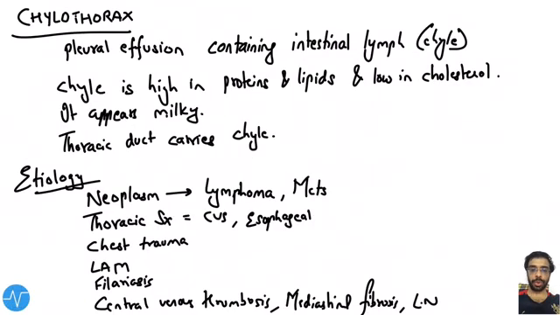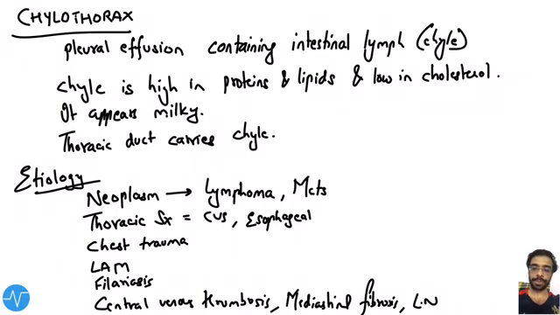What is chylothorax? Chylothorax means pleural effusion which contains chyle. Now what is chyle? It is intestinal lymph, high in protein and lipid, low in cholesterol, which appears milky and is carried by the thoracic duct. What are the causes? Lymphoma, thoracic surgery, esophageal surgery, chest trauma, LAM, lymphangiomyomatosis, filariasis, central vein thrombosis, mediastinal fibrosis, and lymph nodes.